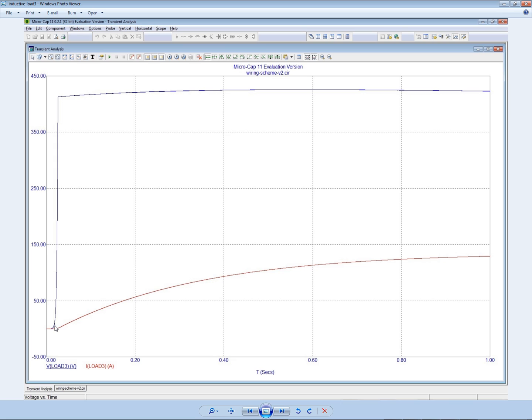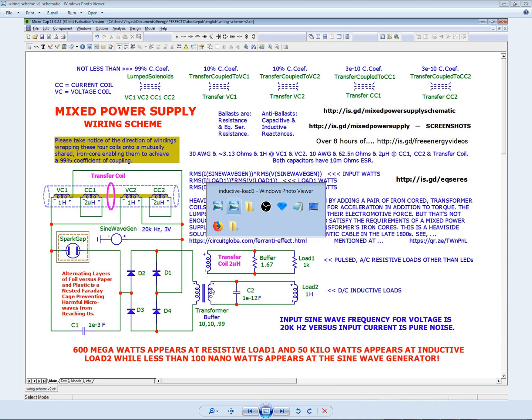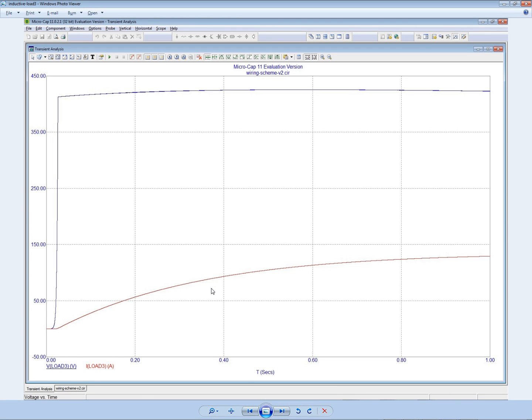So, since this is a reading of load 3, well, it used to be called load 3, now I've renamed it load 2, because this is not a load, this is a buffer. It has to stay there. So now load 3 becomes load 2. The inductive load here is adjacent to the capacitor, and so its voltage, along with the voltage of the transformer, they run in parallel, so we can use this as a guide here.